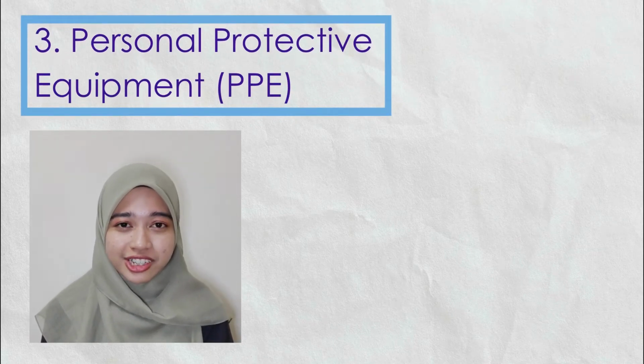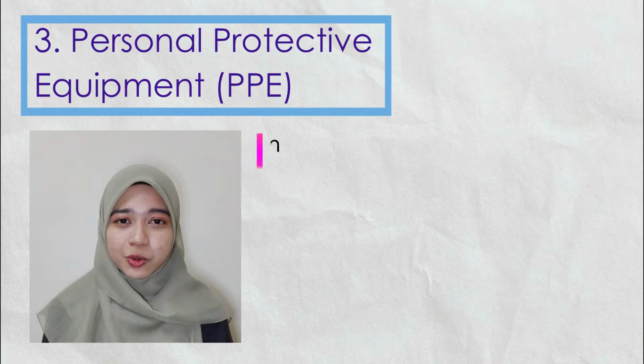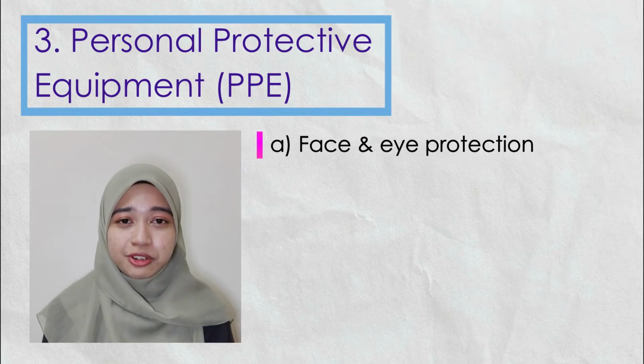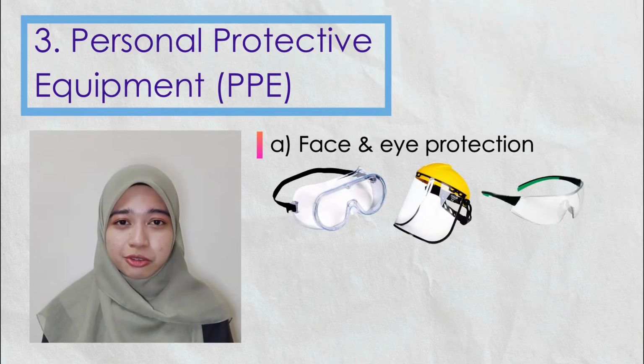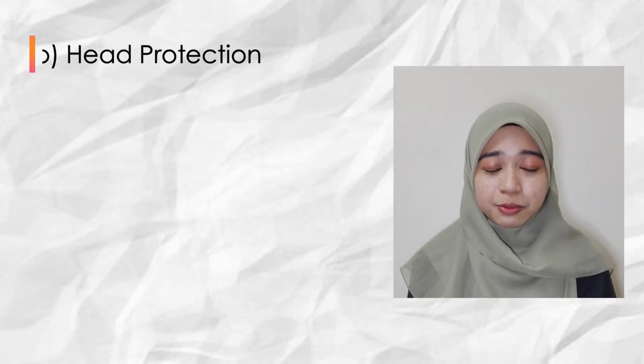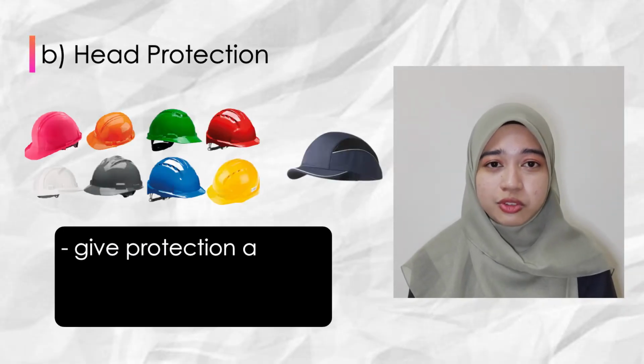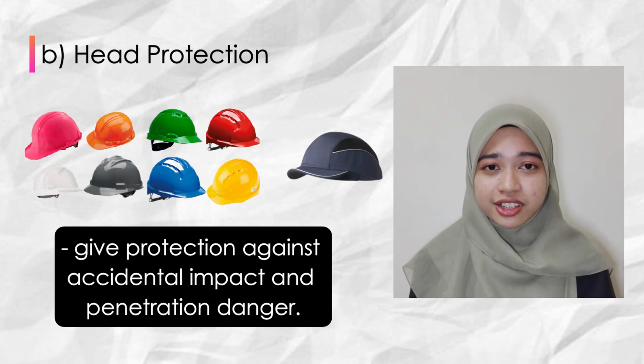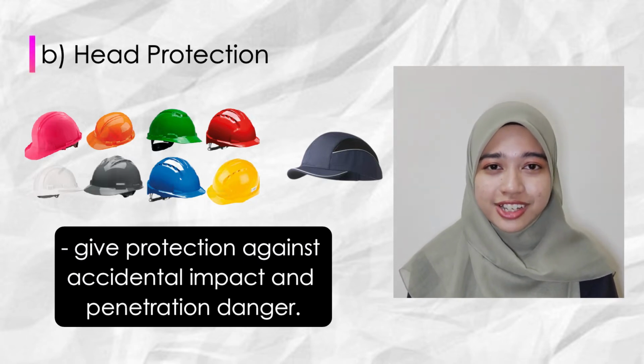Other than that, personal protective equipment (PPE) is also required at the construction site. The first PPE required is face and eye protection. They are required to protect our entire face from impact, dust, mist, and splashes. The second PPE is head protection. It is used to give protection against accidental impact and penetration danger.